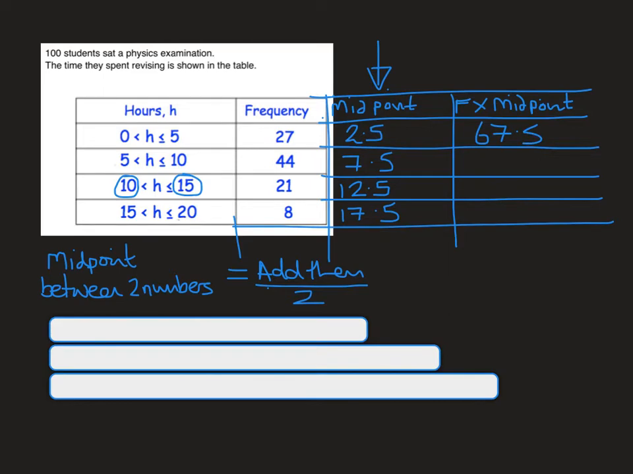So just remember, it's important to think about what these tables are representing. So we're saying those 27 people, roughly between them, studied for around 67.5 hours. So we're working out a rough estimate as to what the next 44 did. So we're going to do 44 times 7.5, and it's 330. 21 times 12.5 is 262.5. And 8 times 17.5 is 140.